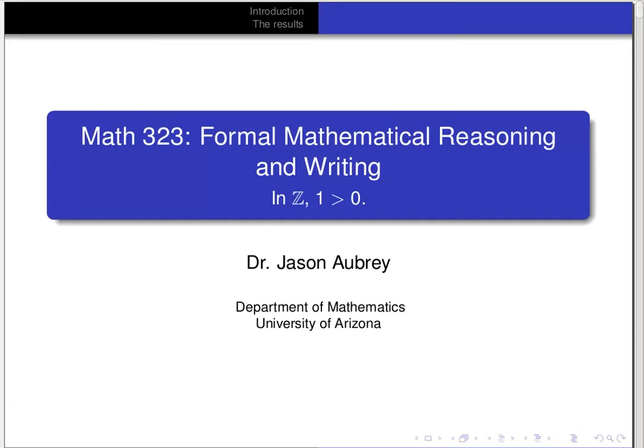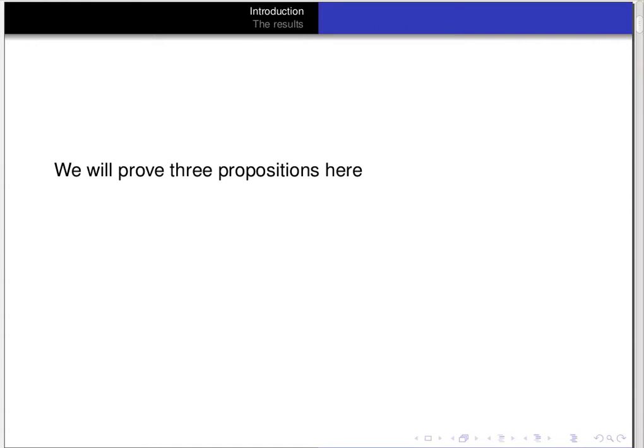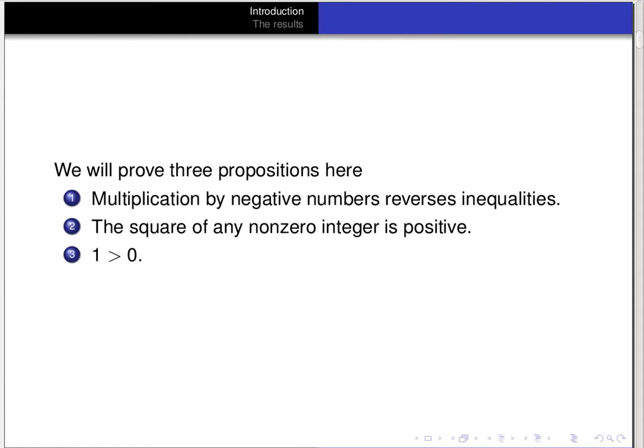In this video, we're going to prove that 1 is greater than 0 using some basic facts about the integers. So actually, we're going to prove three propositions here. The first one is that multiplication by negative numbers reverses inequalities, and that's really the main result of this lecture. The next two propositions, that the square of any non-zero integer is positive and that 1 is greater than 0, both follow from the first.